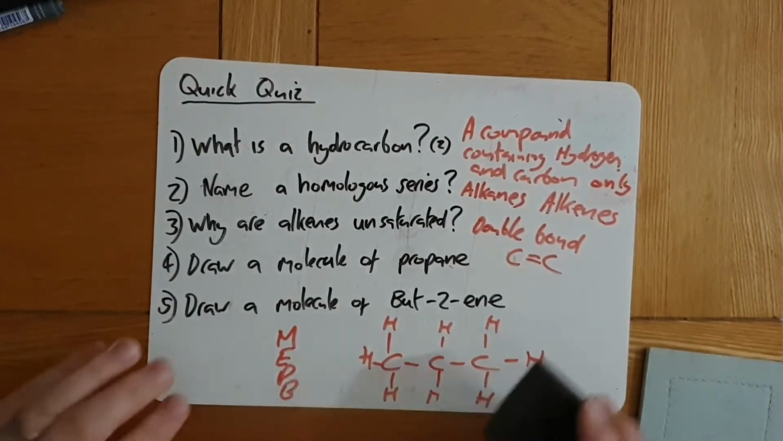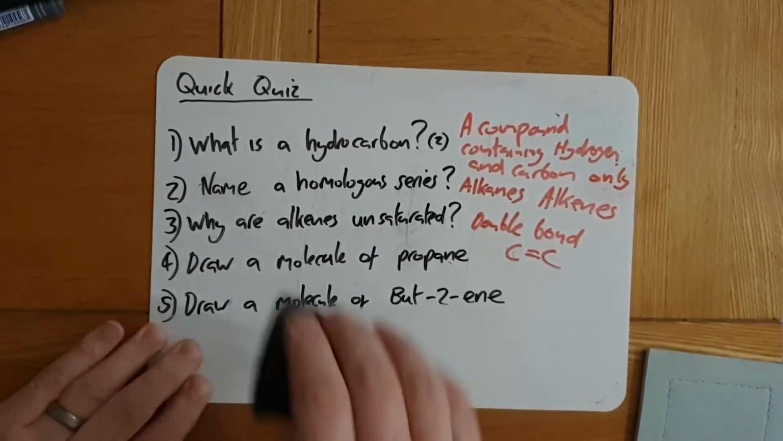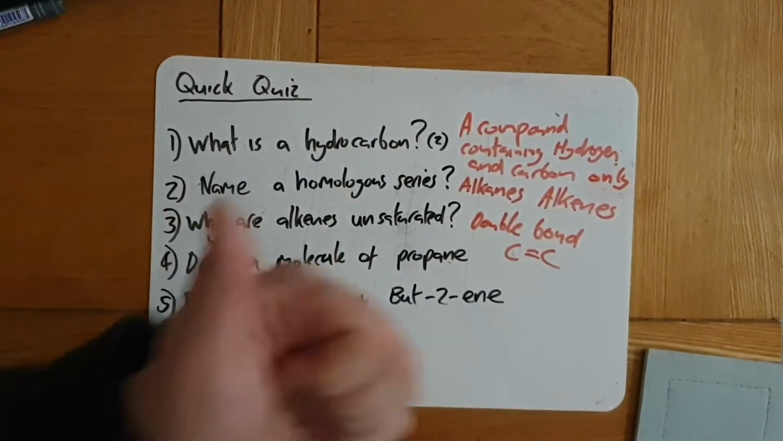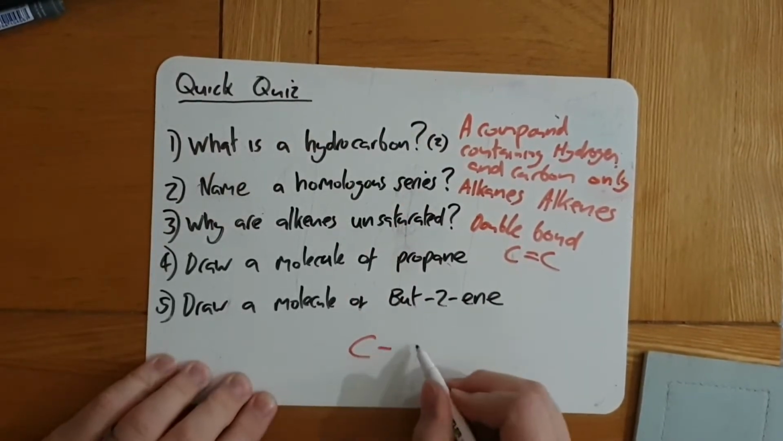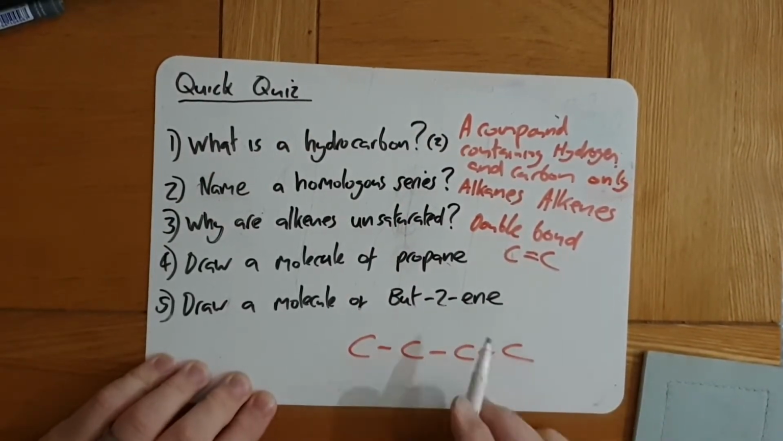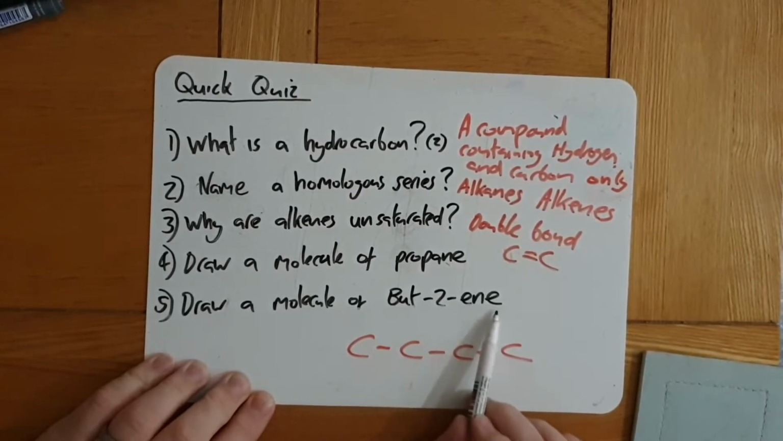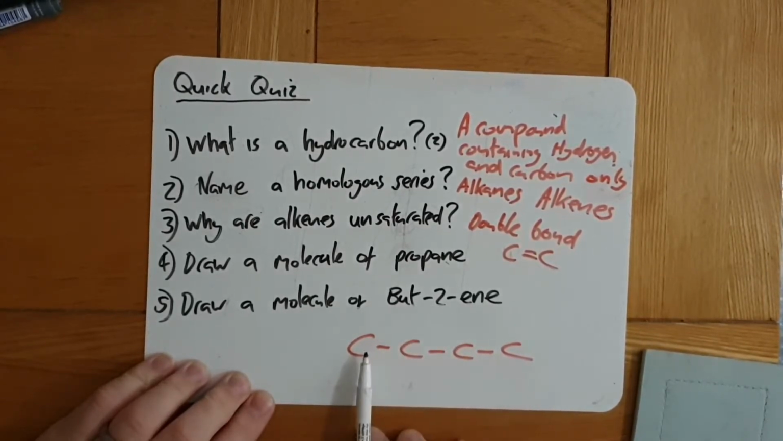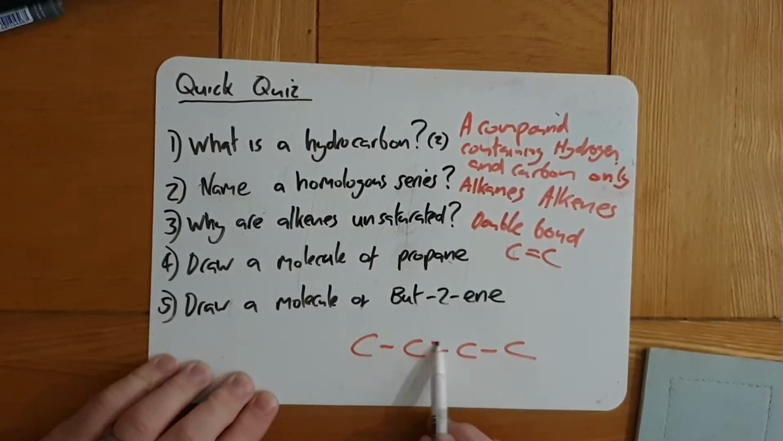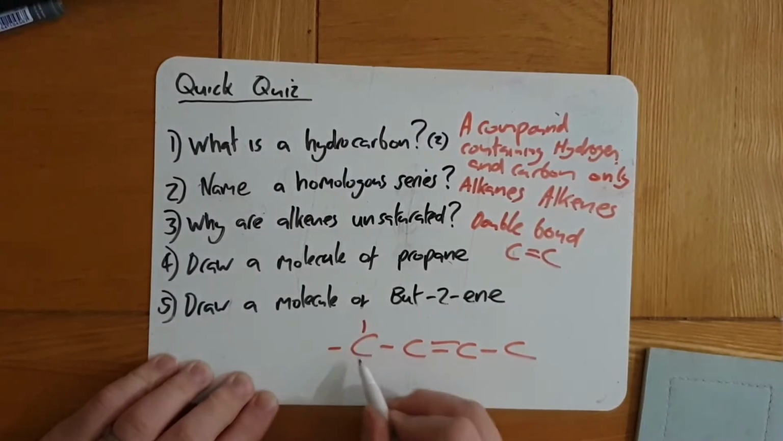And I've run out of a bit of space to do the final question. But-2-ene. So meth, eth, prop, but, 4 carbons. 1, 2, 3, 4. Ene showing it's a double bond. And then this 2 shows that the double bond has to be on the second carbon. So 1, 2. So we draw the double bond there. And then we fill in the hydrogens. Each carbon has to have 4 bonds. This one's only got 1 at the moment. So it's got 1, 2, 3.